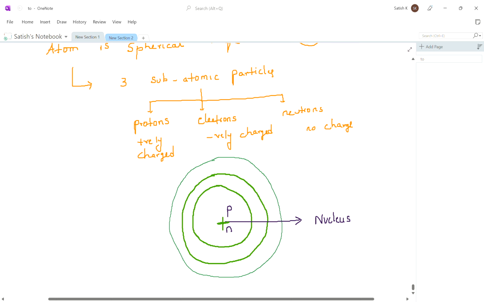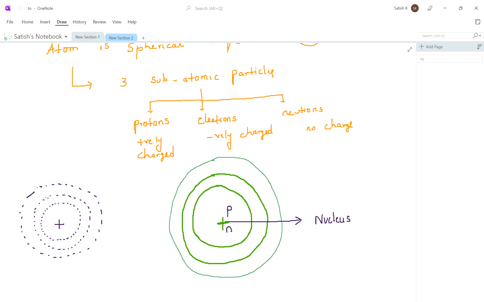And electrons revolve around the nucleus. See, I am drawing once again here. This is the nucleus. Electrons are revolving around the nucleus in a circular path. This circular path we call an orbit. Orbit is also called shells, or also main energy levels. So different terms we are using here. Electrons are always revolving around the nucleus.